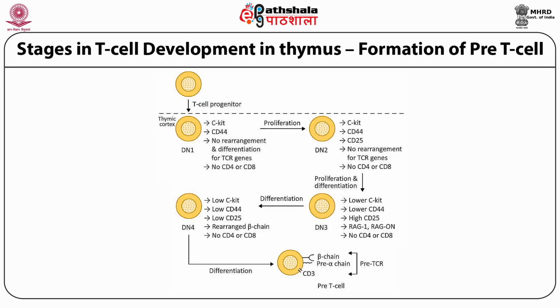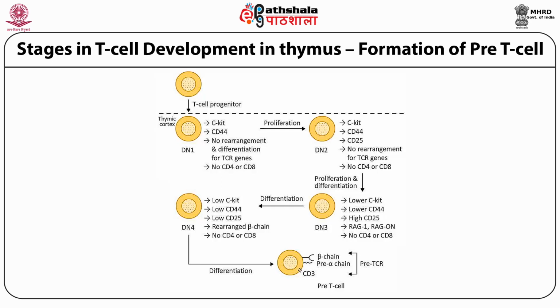In the double negative 3 cell, it starts rearranging the beta chain. So a successful double negative 3 cell with a rearranged beta chain becomes the double negative 4 stage, where it has a rearranged beta chain, but CD25 expression goes down and it does not show CD4 and CD8 expression, so again it is double negative. There are a few double negative 3 cells which, instead of the beta chain, start showing expression of the gamma chain. The percentage of those cells is very small.